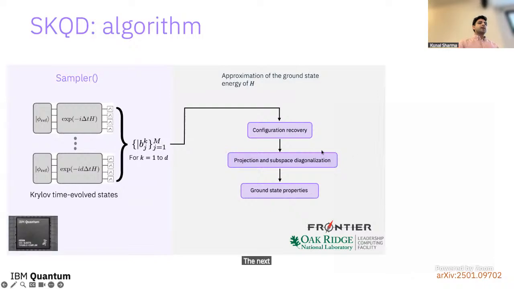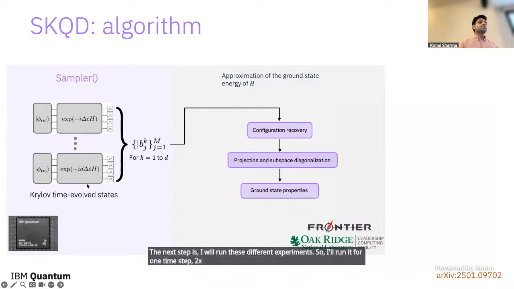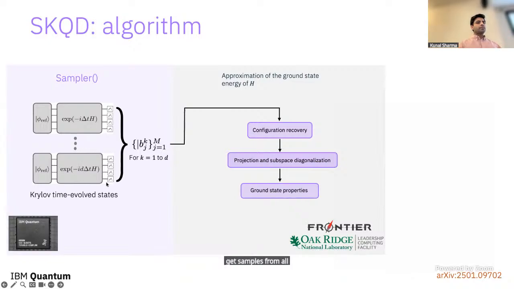The next step is I will run these different experiments. I'll run it for 1 time step, 2 time steps, up to D time steps, and get samples from all of them. So let's say I took D to be 10 different states, and I took, let's say, 1 million shots from each experiment. So I will have roughly 10 million bit strings with me. I'll take all these 10 million bit strings and submit those to an HPC device. In our case, we were doing these quantum experiments, collecting all the bit strings, and then sending them over to Oak Ridge over cloud. And then they were doing everything on their HPC to do the diagonalization.